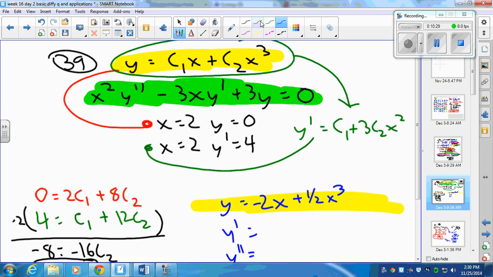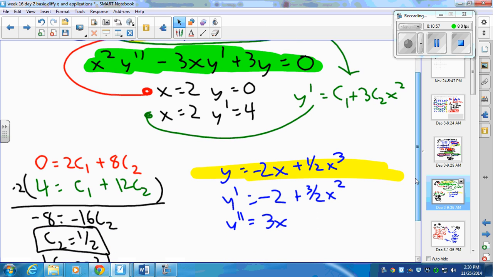Y prime is -2 plus 3 over 2x squared. I also want to find y double prime, which is 3x. And my goal is to plug that y prime and that y double prime into the green equation, and I want to show you that it equals 0. So if you want, you can do that.